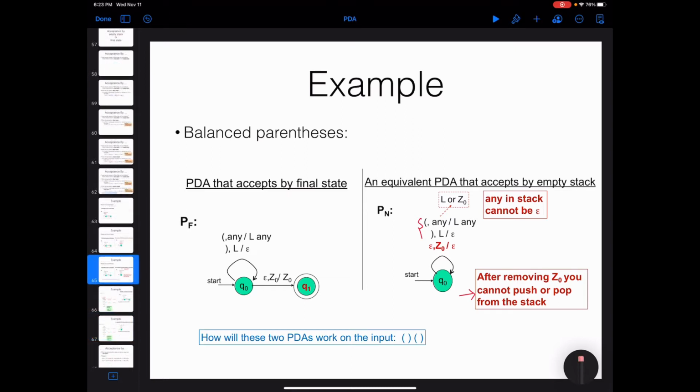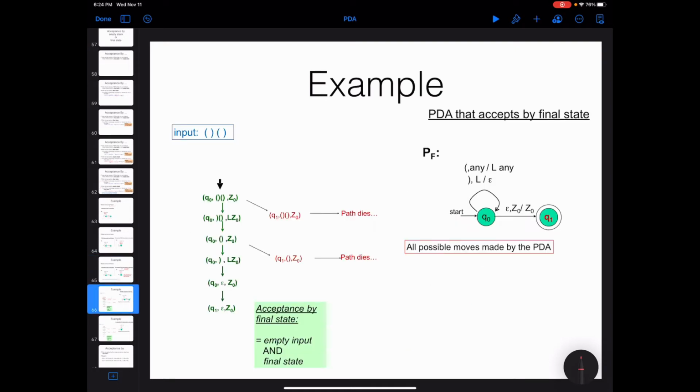To make it more clear how these two different machines work, I'm going to show you how they work on this input string, which is in the language. This is a valid string. Okay, the first one is the PDA that accepts by final state. Here I'm showing how the machine is going to work and check all the possible moves for this input string. And clearly this is not a deterministic pushdown automata. This is a non-deterministic one.